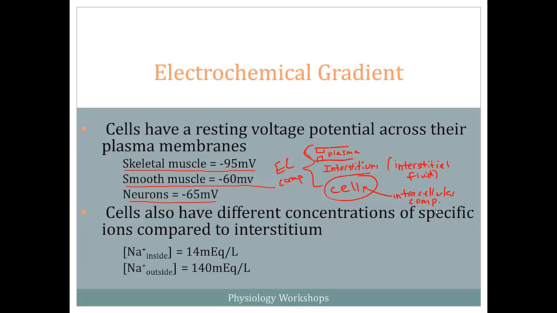So, for example, if we look at sodium inside the cell, we'd find a concentration of 14 milliequivalents per liter, like we said before. And then outside the cell, we'd find it at 140. So in the interstitium, this would be your concentration.